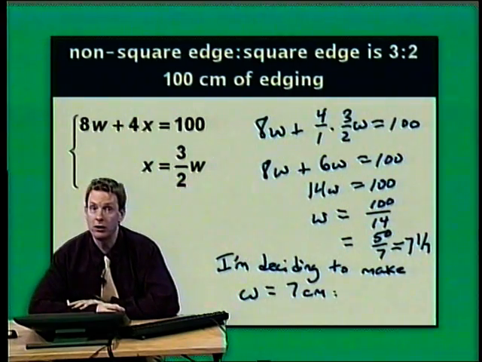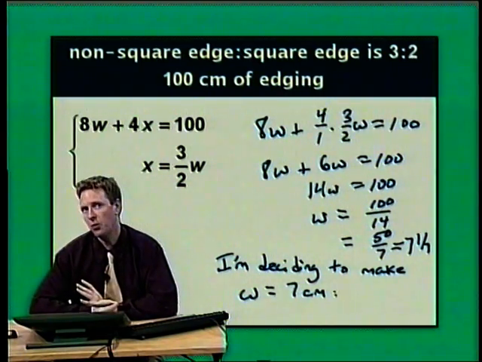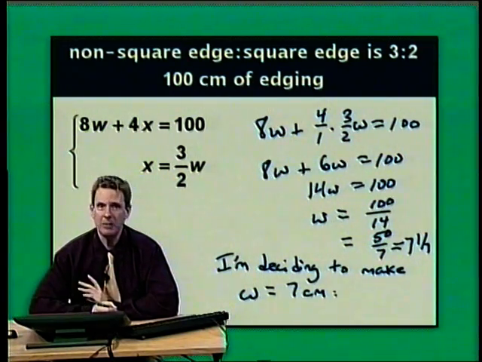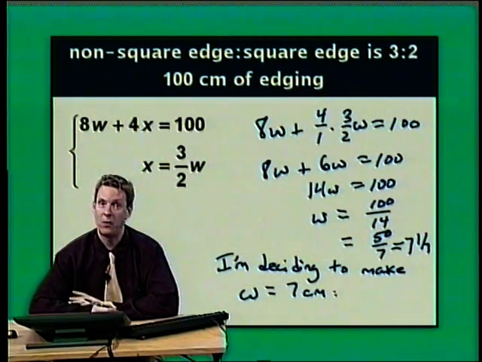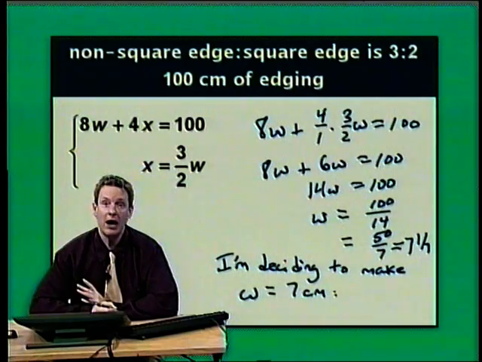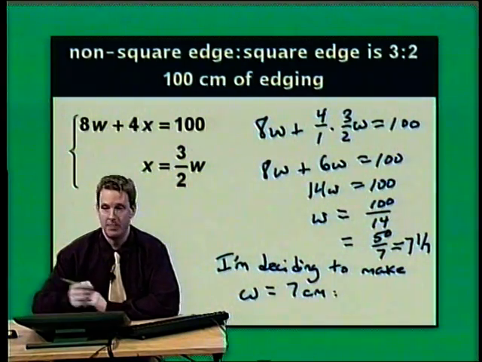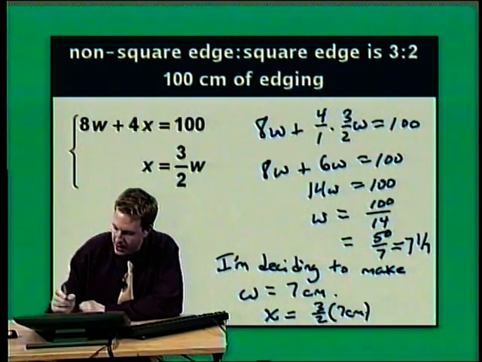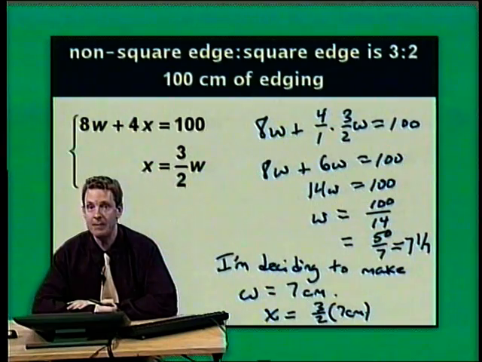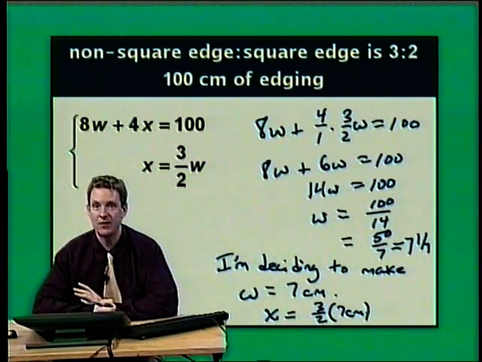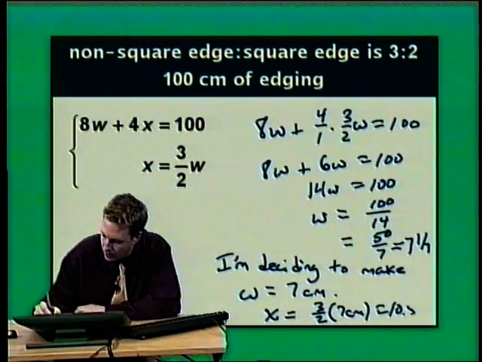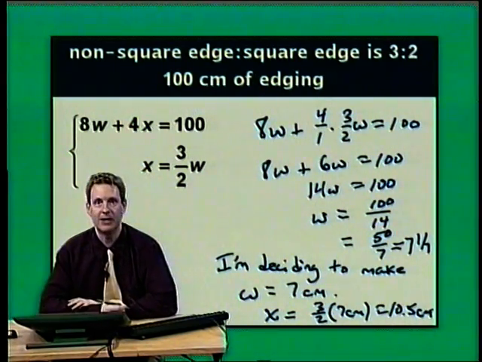And when I write my conclusion to this problem, I am going to write a little bit of an acknowledgement that I rounded very liberally, and I'm going to let the teacher know why I rounded so liberally. If we let W equal 7 centimeters, then X, which is 3/2 times W, will be 3/2 times 7 centimeters. That's 21/2 of a centimeter, which is 10.5 centimeters.